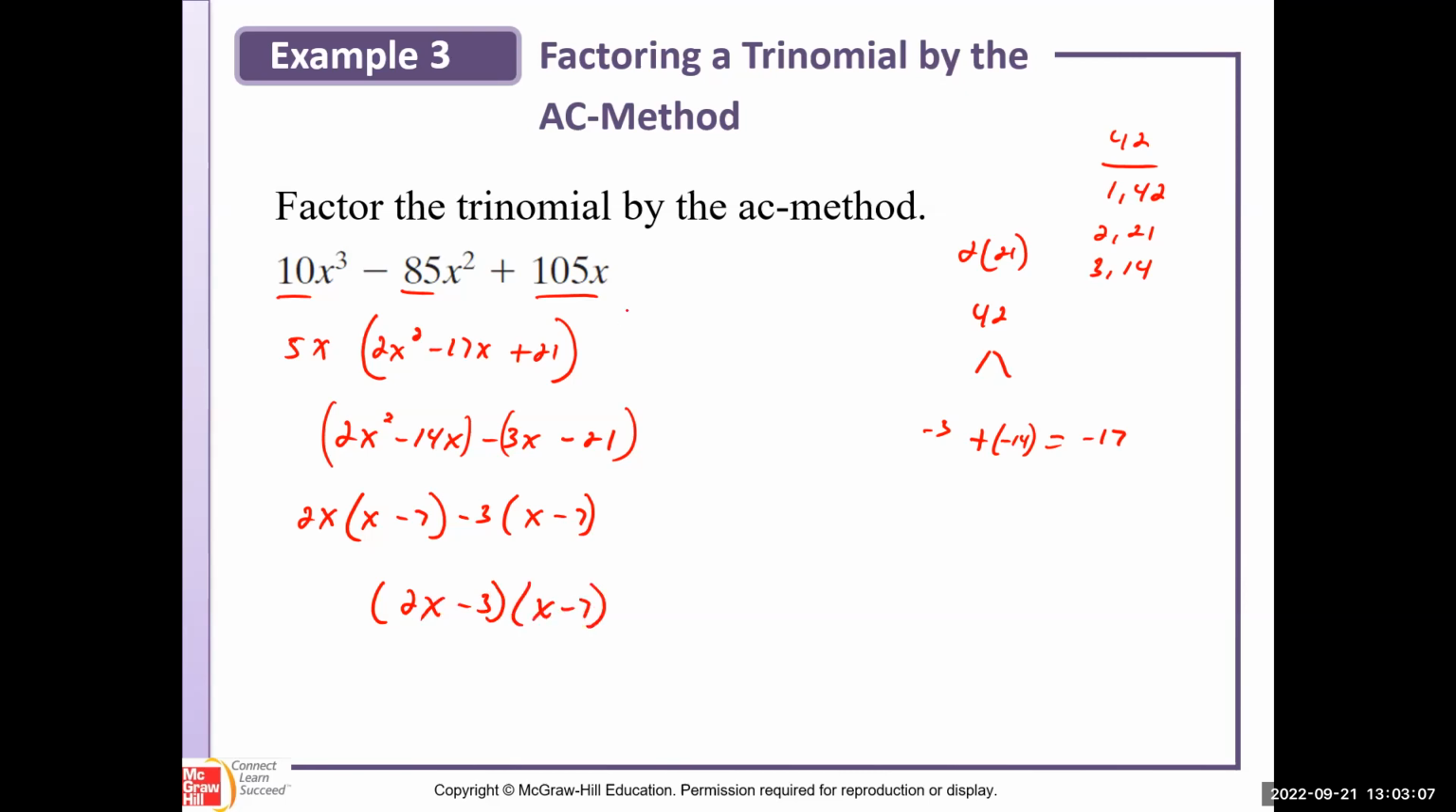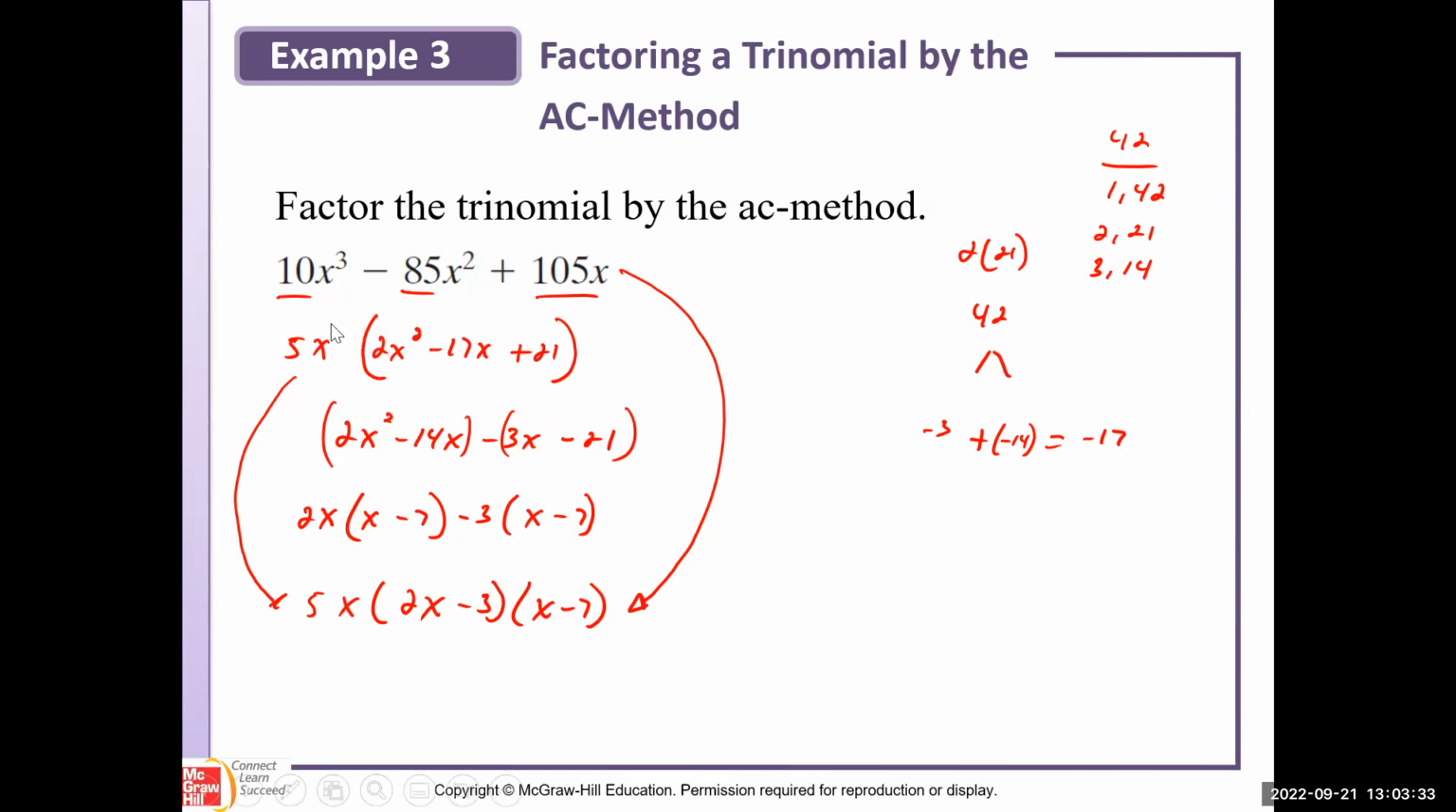And then I'm going to end up with, and I got to bring the 5x down, so don't forget the 5x. And so my original term, 10x to the third minus 85x squared plus 105x is equal to 5x times 2x minus 3 times x minus 7. So that one went smooth. Questions on that one? On anything that I did there?